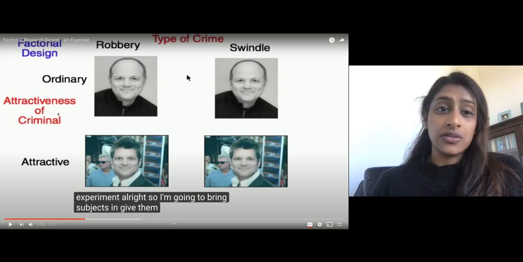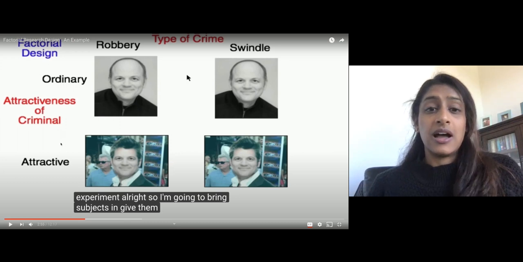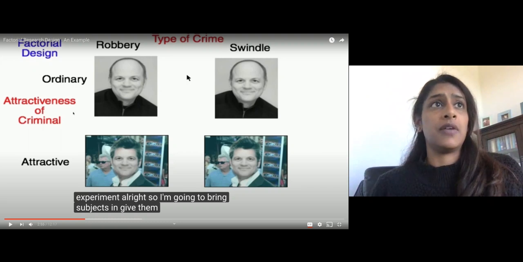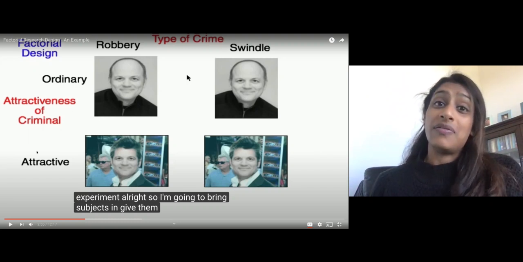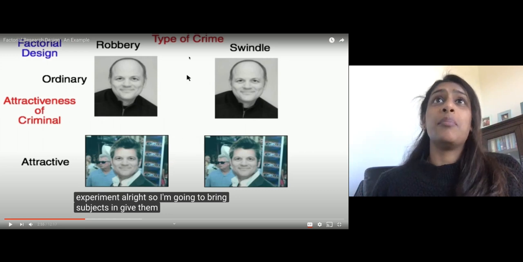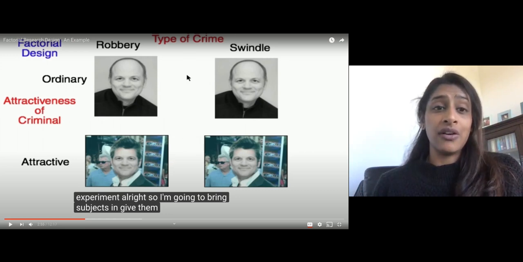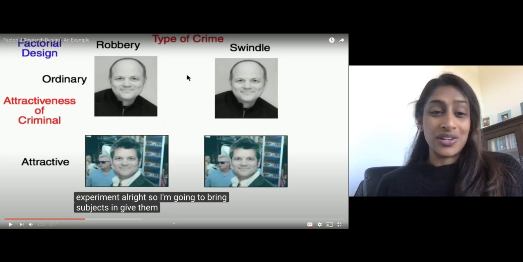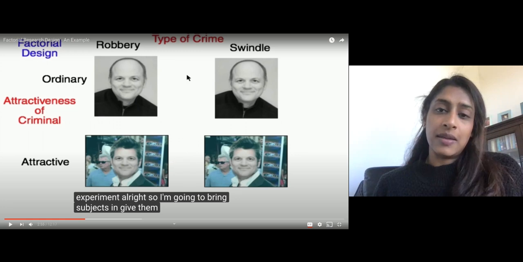So my factorial design would be a 2 by 2 factorial design. And now I can take a look at my independent variable in one aspect, so type of crime. And I can also look at my independent variable for attractiveness of the criminal. But this is where it gets really interesting. I can combine each of these independent variables together and see how they might influence each other. So does an ordinary person who commits a robbery get a different sentence than an ordinary person who commits a swindle? So now I can combine each of my independent variables together.